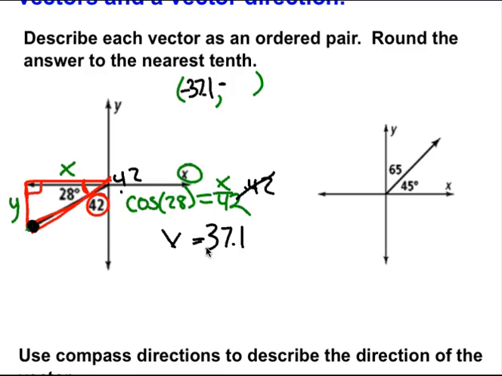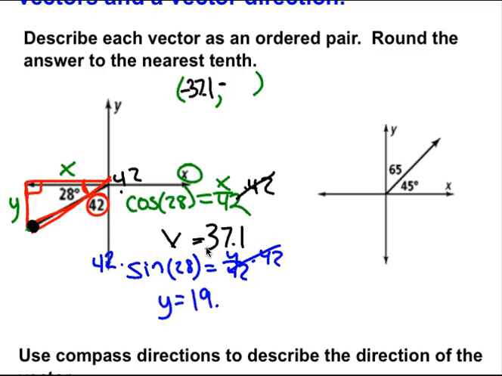So now we want to solve for our y value. That's our opposite side, and we know our hypotenuse, 42. So we're going to use sine of 28 equals y over 42. Multiply both sides by 42, and we get y to be equal to 19.717, which becomes 19.7. So now when you put that into our answer, remember it should be negative because they're in the third quadrant.